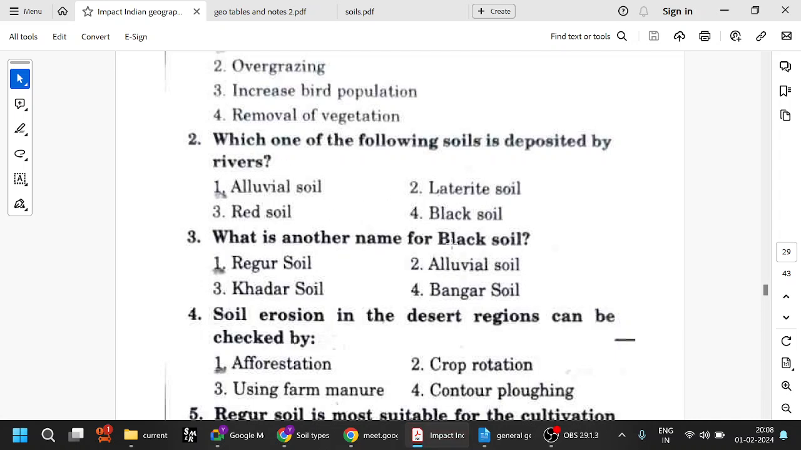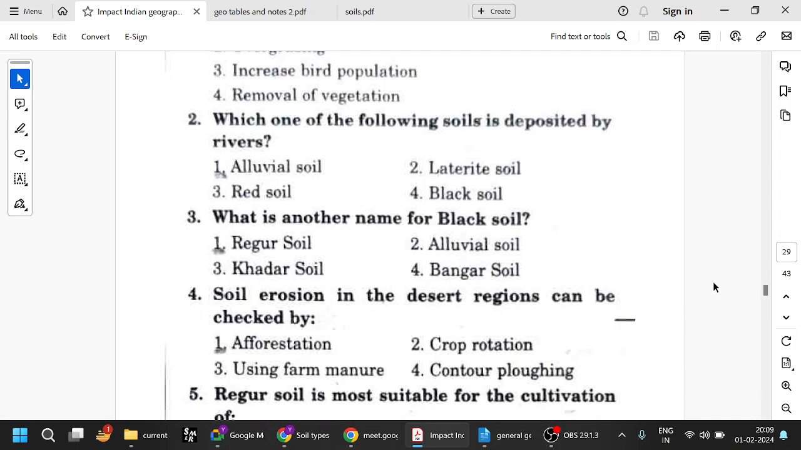What is another name for black soil? I've already told, black soil is called Regur, and these black soils are also called tropical Chernozems. Chernozems are the most fertile soils in the Ukraine region, etc. So black soils are also equally rich, which is why they are called tropical Chernozems. Khadar is the new alluvial soil, Bangar is the old alluvial soil, and alluvial soil is in general very good for agriculture. It is mostly found on both sides of rivers usually.